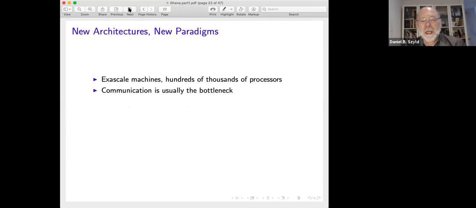Okay, now, new machines are coming, with hundreds of thousands of processors, and the communication is usually the bottleneck. So if you want to do a Krylov method, you will have to orthogonalize. So you have to do inner products. So imagine if you have 100,000 processors and you have to communicate to do an inner product, this is going to slow down your computation.